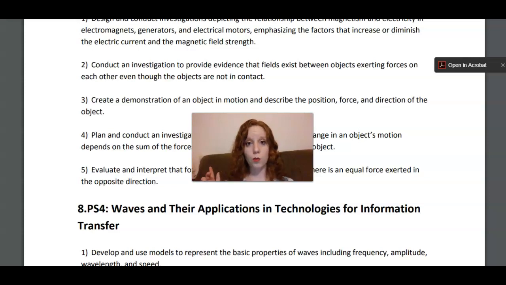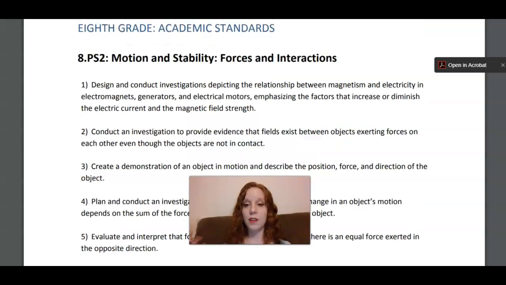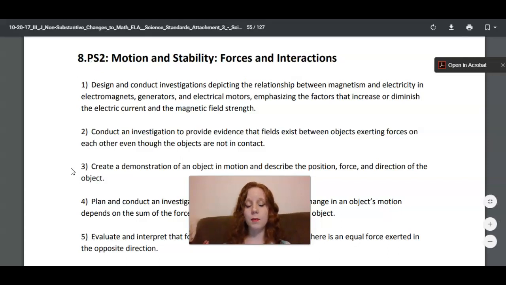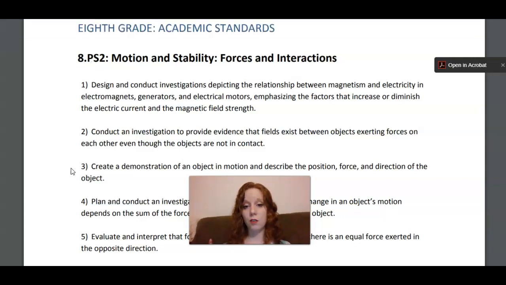Hi guys, so today we are going to be talking about one of Newton's 3 laws of motion, and obviously I'm going to do them in order because why not? The standard that covers this is 8.3. It says create a demonstration of an object in motion and describe the position, force, and direction of the object. So this standard correlates to Newton's first law, which is also known as the law of inertia. So let's take a peek, review the notes over that, and then we'll get into some questions.